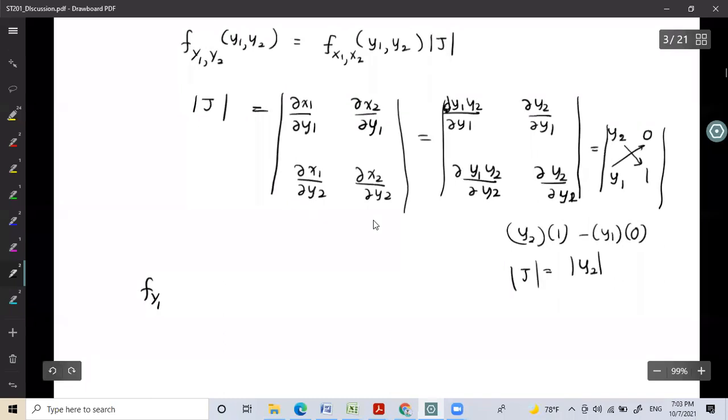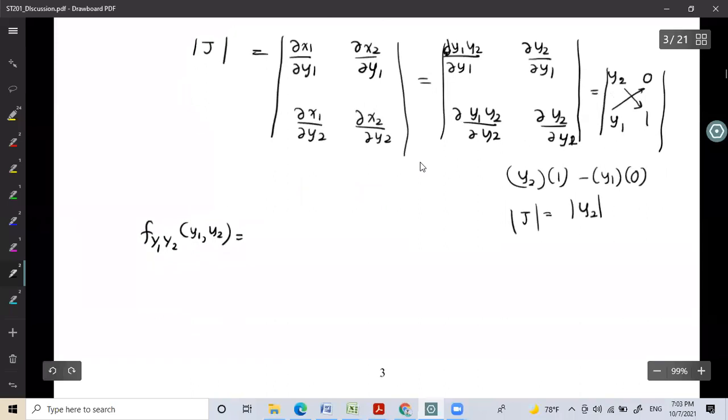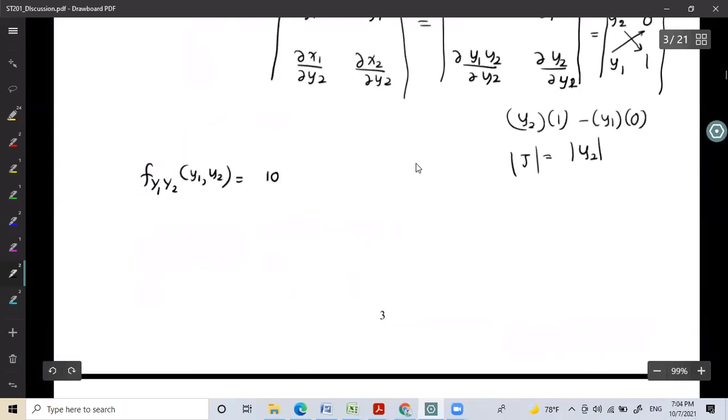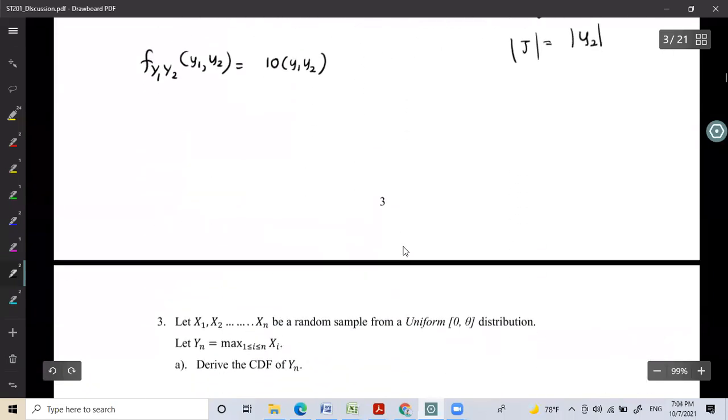So what is our f of X1, X2? That will be 10 times X1. But what is our X1? X1 is Y1 Y2. So you have to write Y1 Y2. And then you have X2 squared. What is X2? X2 is Y2. So you have Y2 squared multiplied by the Jacobian. Let's find the support later, right? Let's see what will be the support. So what is the answer?